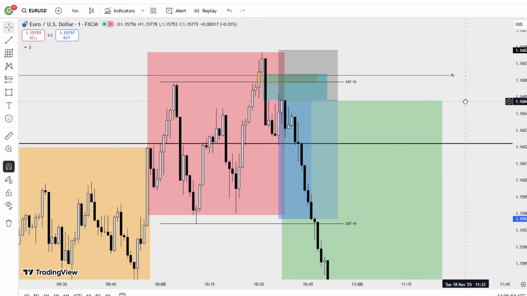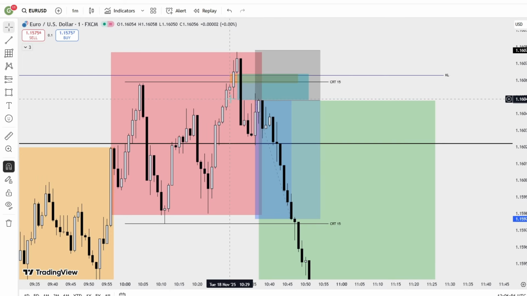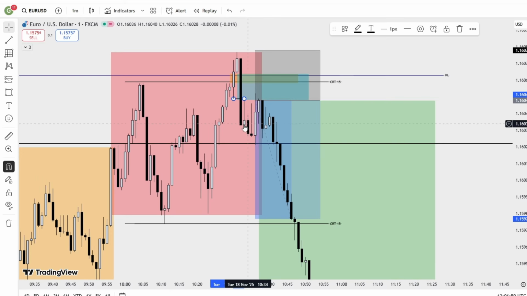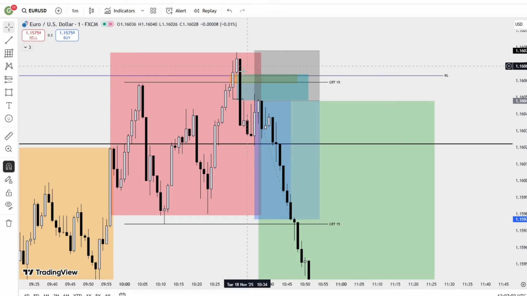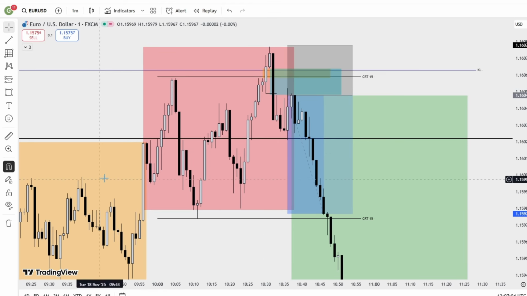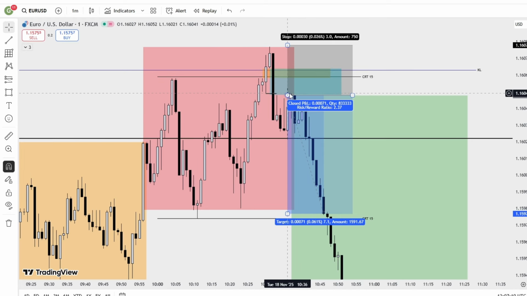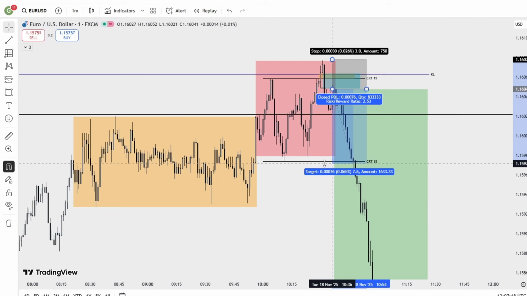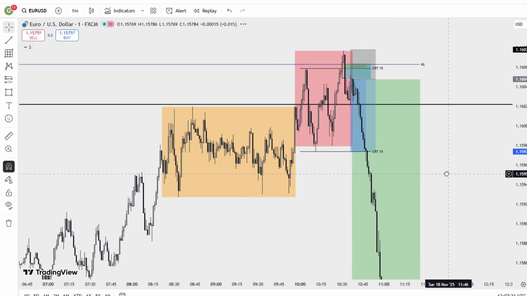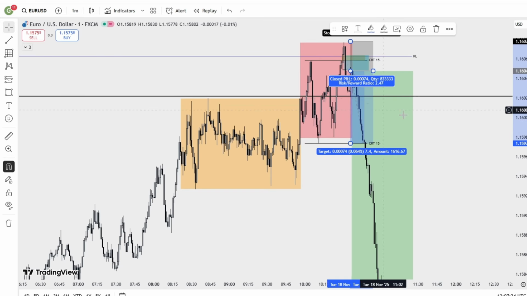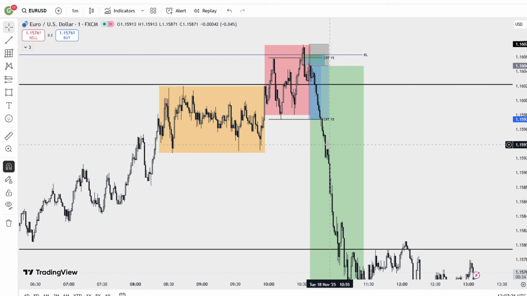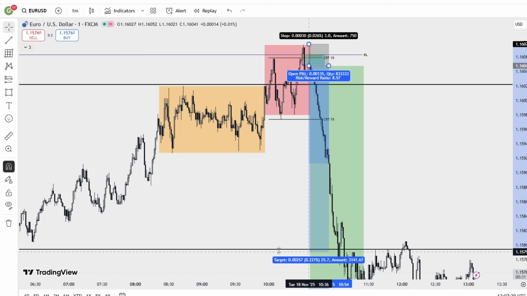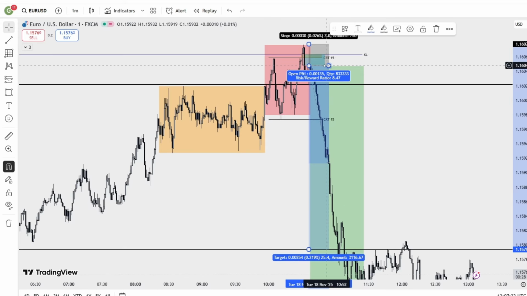After that, we got the MSS happening right here as well. So you have the MSS right here, you have this fair value gap. Everything indicates the price will push lower from here. So the price must rebalance this fair value gap, this internal liquidity, to continue pushing lower. And for a target, you can obviously use this 15 minute CRT, but I don't like this because it's a poor R2R.